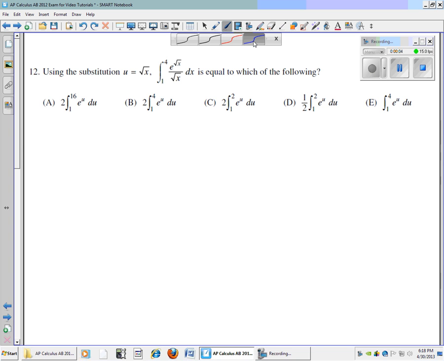This is number 12 of the 2012 AP Calculus exam. Using the substitution u equals the square root of x, the integral from 1 to 4 of e to the square root of x divided by the square root of x dx is equal to which of the following?